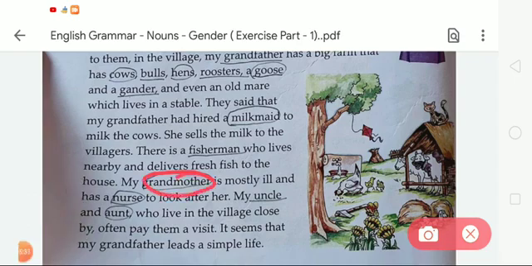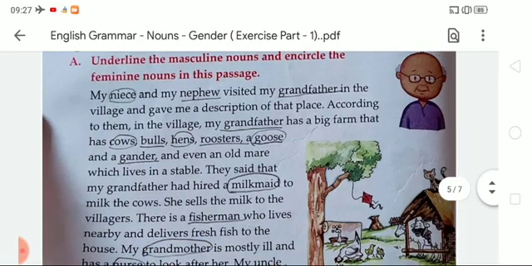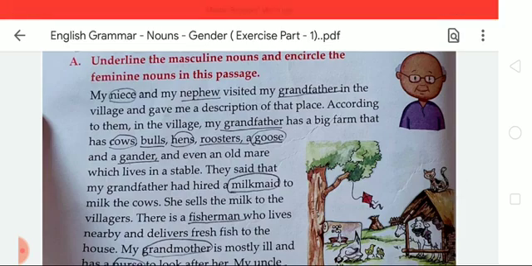My grandmother is mostly ill and has a nurse. Nurse is a feminine word, so we have to circle it. Now, my uncle, so we have to underline. And aunt, aunt is a feminine word, so we have to circle it. Who live in the village close by often pay them a visit. It seemed that my grandfather, so we have to underline, leads a simple life. So like this we have to underline or circle the given masculine and feminine words.